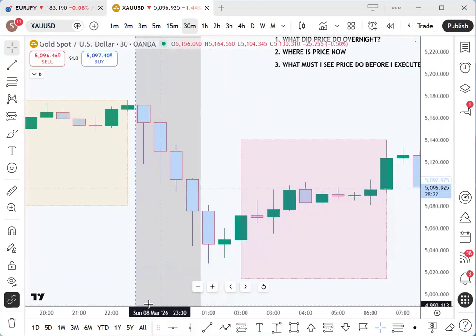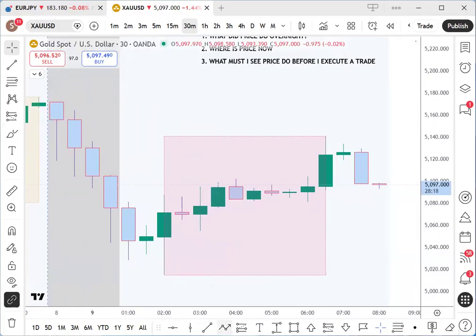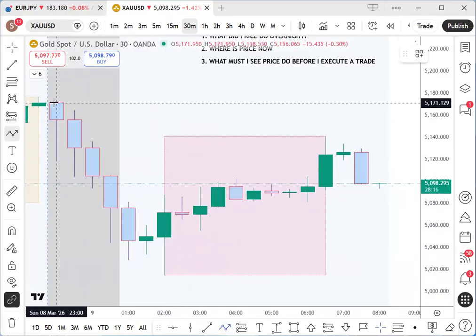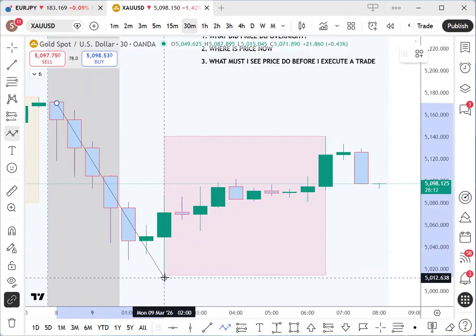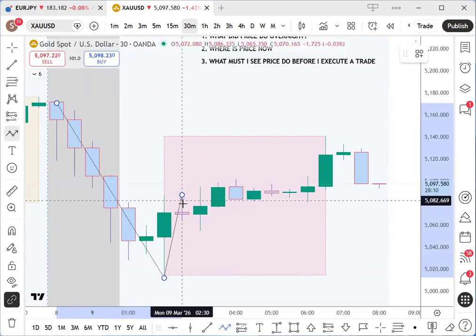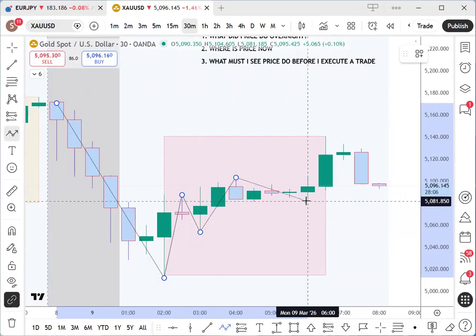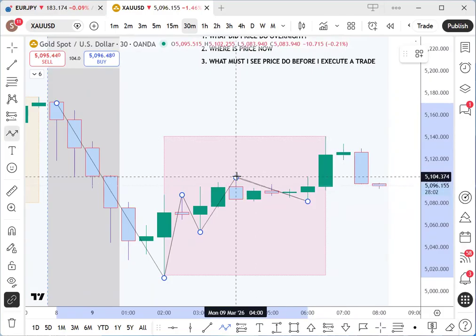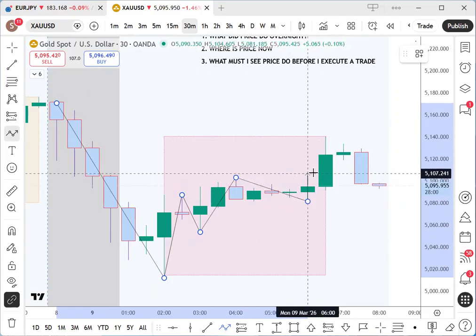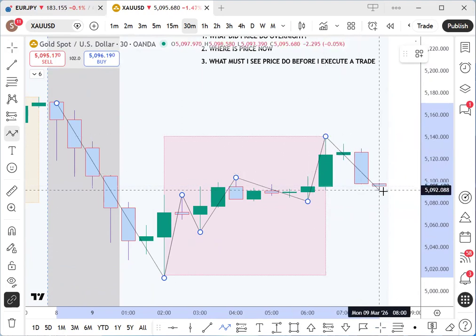So we just look at what price did overnight. This is the first one. This is gold. Price just tumbled all the way down to this level, pushed back up, had a small pullback there, pushed back up again, a slight pushback, and then it pushed up, giving us a market structure shift somewhere around there. So what do we expect? We expect price to pull back.